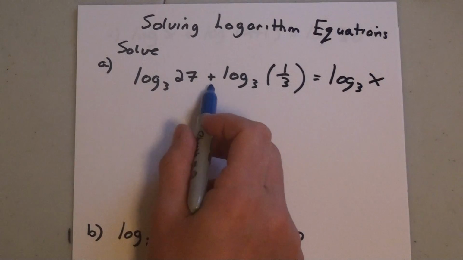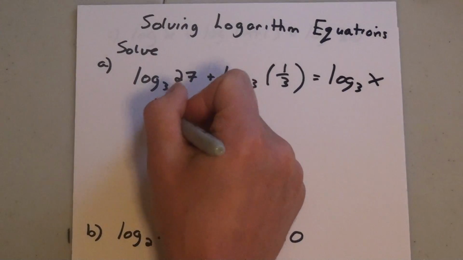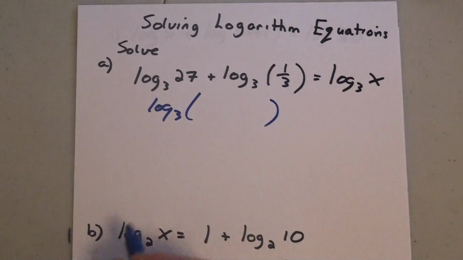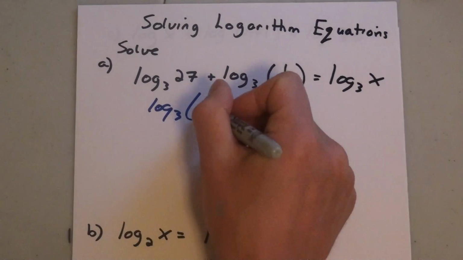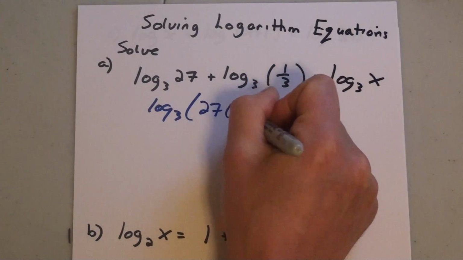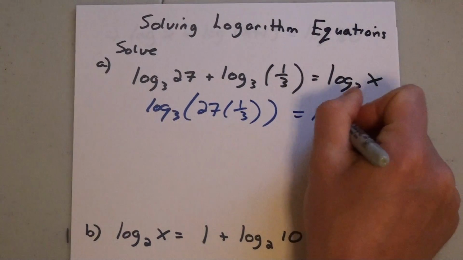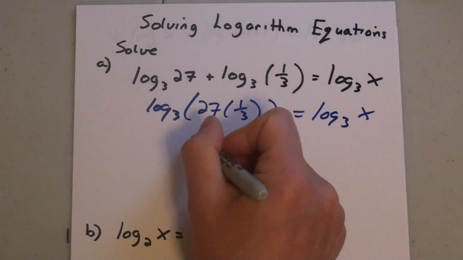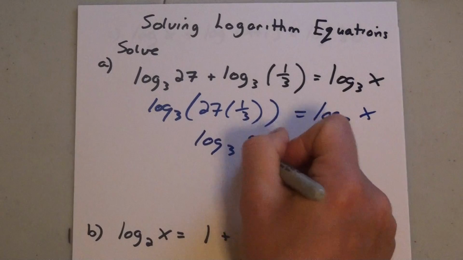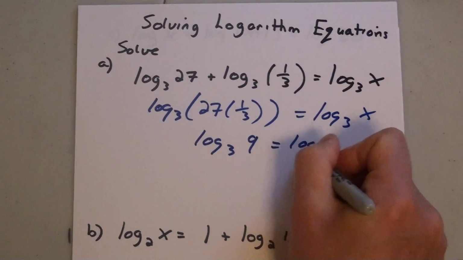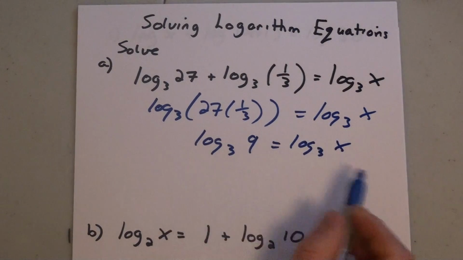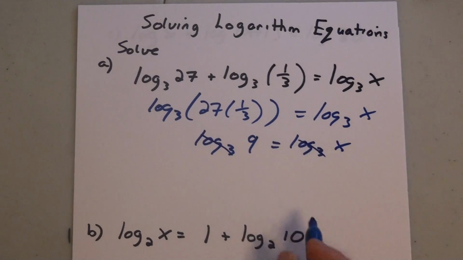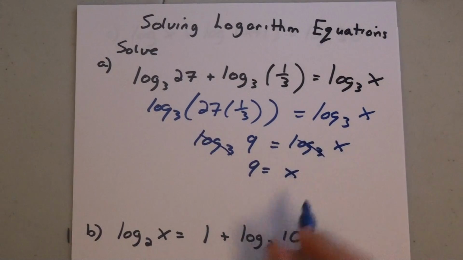This addition rule means my logarithms can multiply. So I have log base 3, and I'm going to combine these two logarithms into one, where it's adding between, so it actually means I can multiply. So it'll be 27 times 1/3 equals log base 3 of x. Now 27 times 1/3 is just 9, so I'm going to have log base 3 of 9 equals log base 3 of x. When I have one logarithm on either side and they're of the same base, I can cancel them out, and I'm just left with 9 equals x.